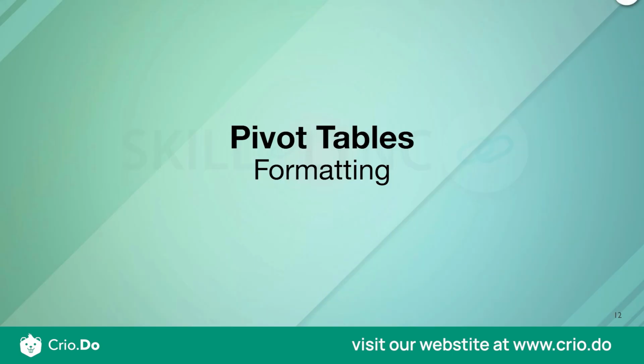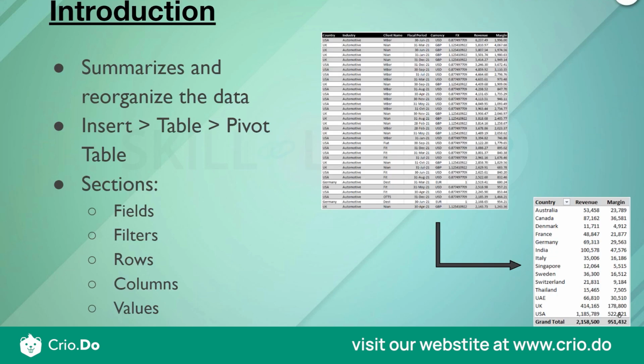So we covered the pivot table so far. Just to revise everything, we will talk about what we have covered in the pivot table. We learned about the introduction, summarizing, and reorganizing of the data, for which we use pivot tables. How can we have it? We can have it with the insertion, from the table, we have the pivot table.